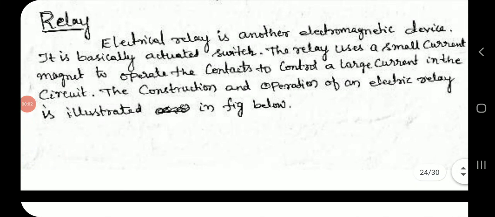Relay. An electrical relay is another electromagnetic device. It is basically an actuated switch. The relay uses a small current magnet to operate the contacts to control a large current in the circuit. The construction and operation of an electric relay is illustrated in the figure below.